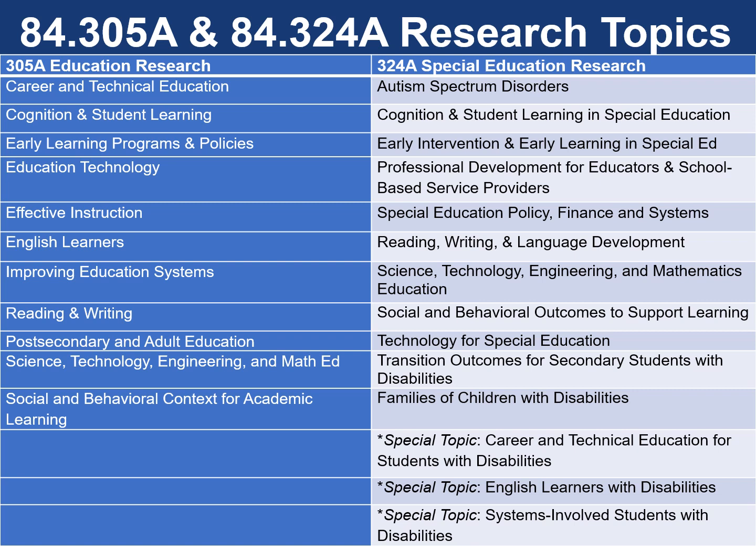So NCSER this year is competing 3 special topics: career and technical education for students with disabilities, English learners with disabilities, and systems-involved students with disabilities. Certain topics may have special requirements. For instance, the grade range varies by topic in a few instances. In addition, there are descriptions of needed research under each topic.